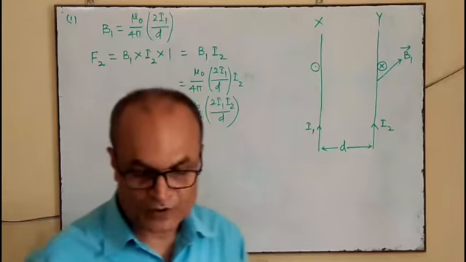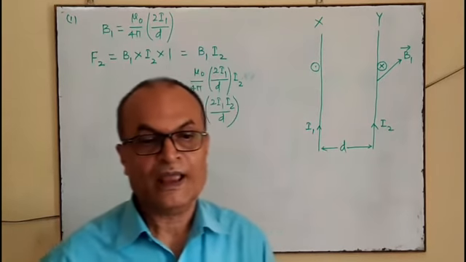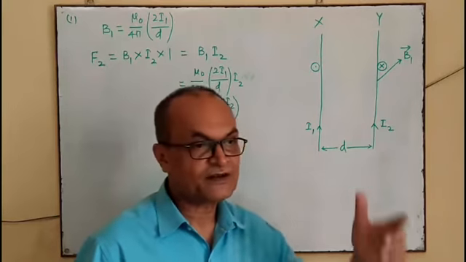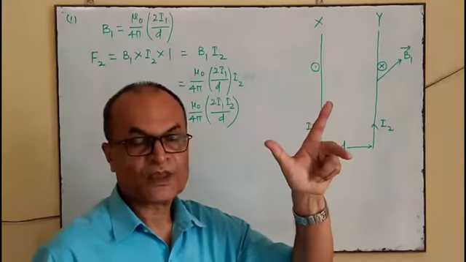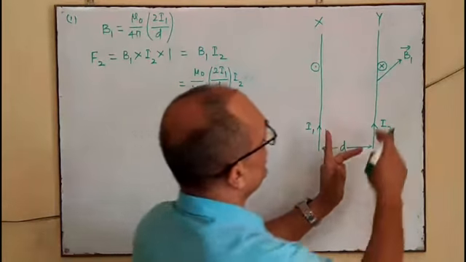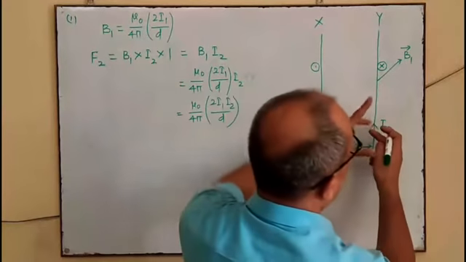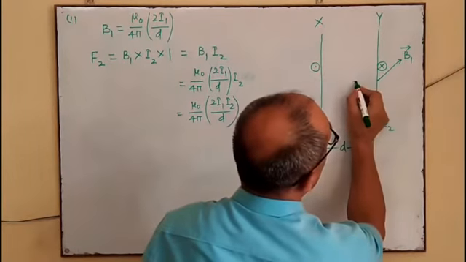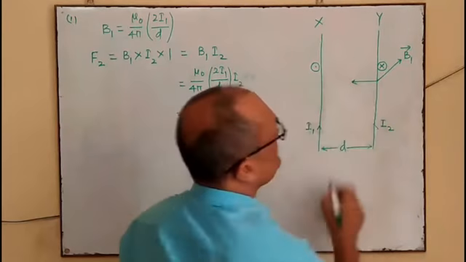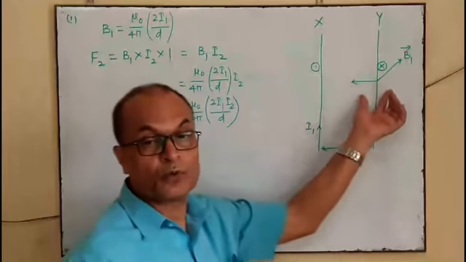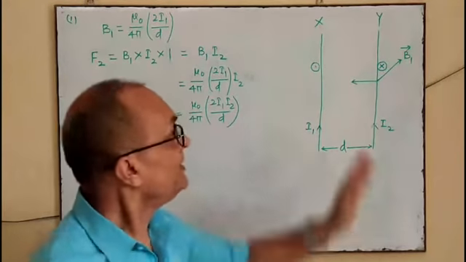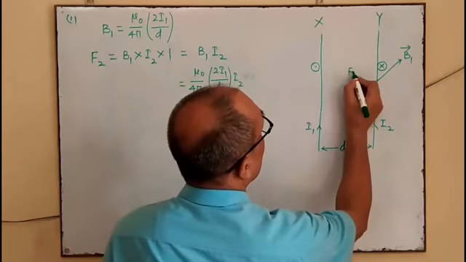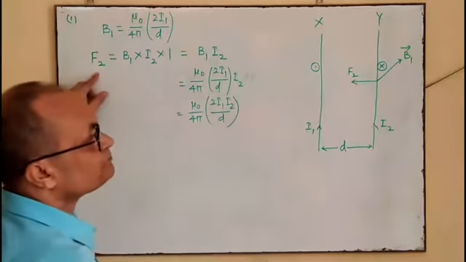First of all, we will see the direction using Fleming's left hand rule. The current is flowing in this direction, and this is the magnetic field. Then the force acting on the wire Y will be towards X, and we will name it the force F2.